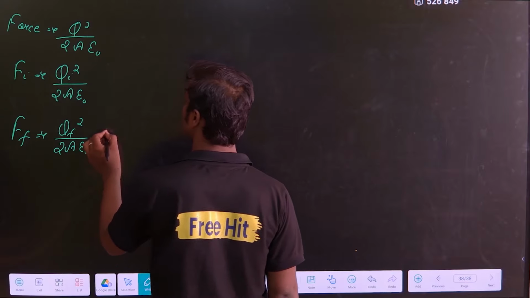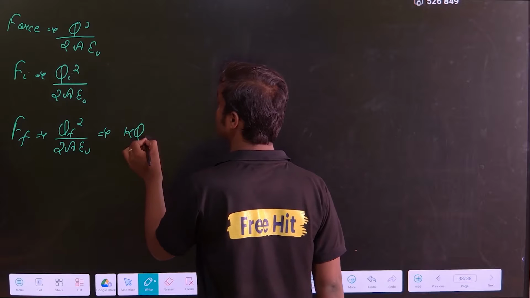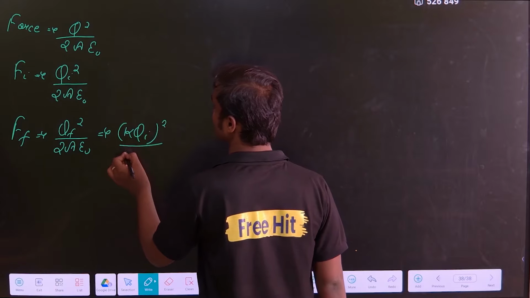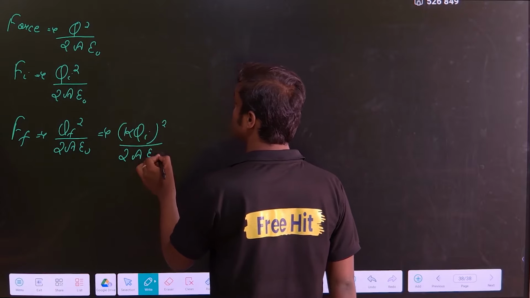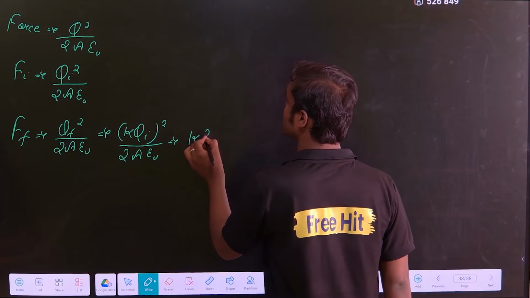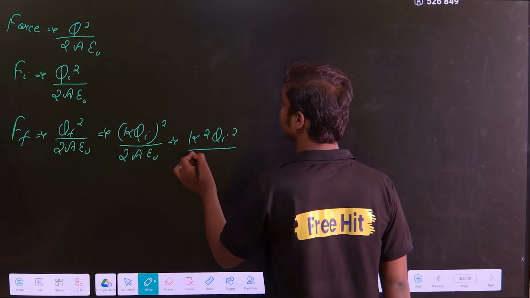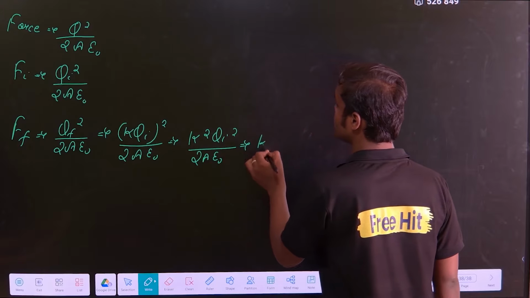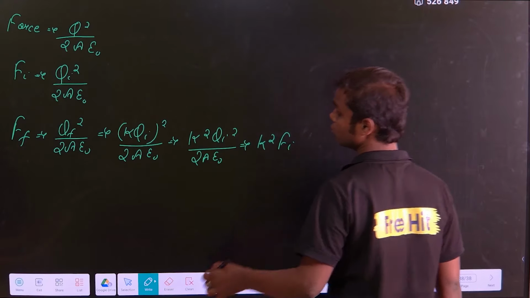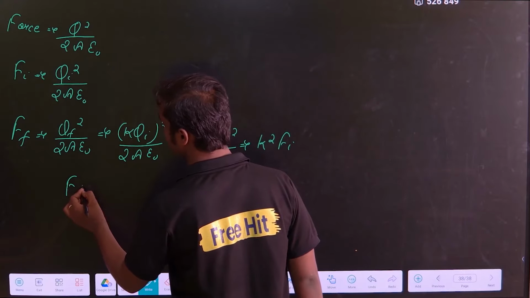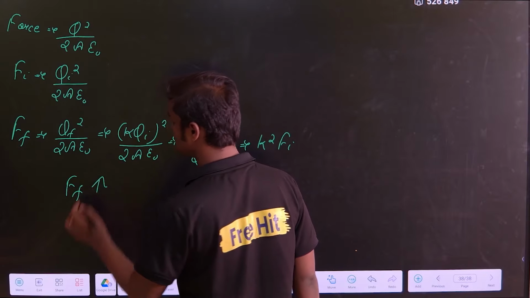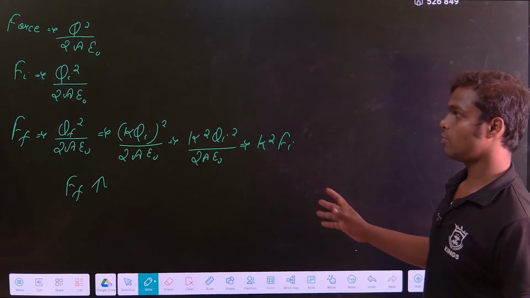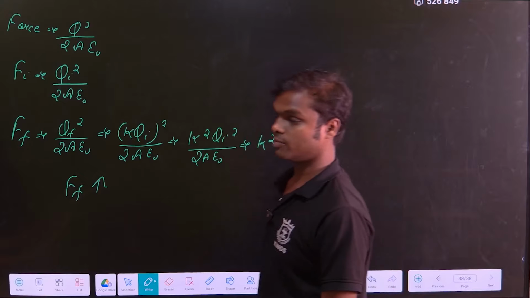What is Q final then? Q final is K times Q initial, that we have seen. So it will become K square Qi square upon 2A epsilon naught. So I can say my force will become K square times the initial force. So F final is increased. Clear? So the force is going to be increased.